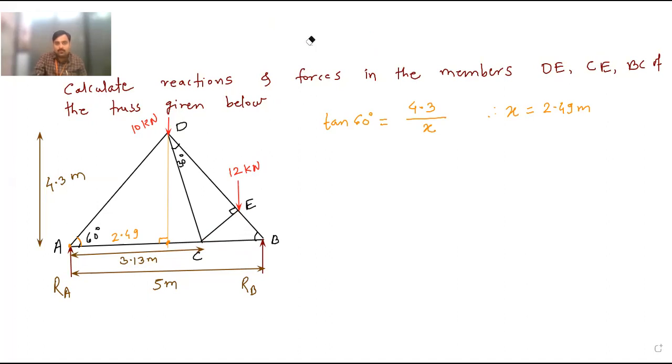If I draw the perpendicular from this point, if I drop the perpendicular, it is like this. Then this angle is 90 degree. This angle is already known to you. This angle is 30 degree.